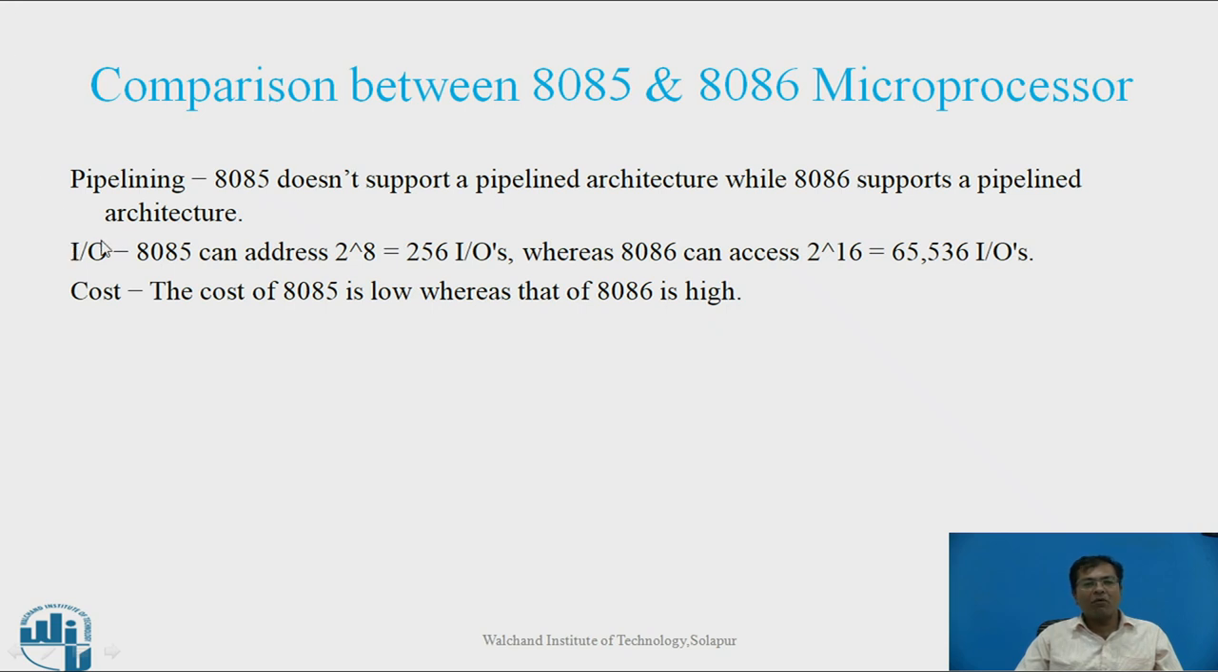Coming to the pipelining point, 8085 doesn't support a pipeline architecture, while 8086 supports a pipeline architecture. Regarding input output access, 8085 can access 256 I/O devices, whereas 8086 can access 65536 I/O devices. Coming to cost, the cost of 8085 is low, whereas that of 8086 is high.